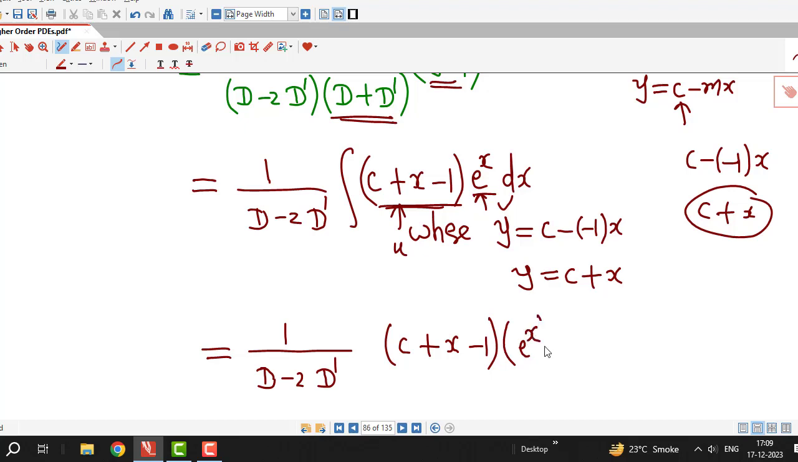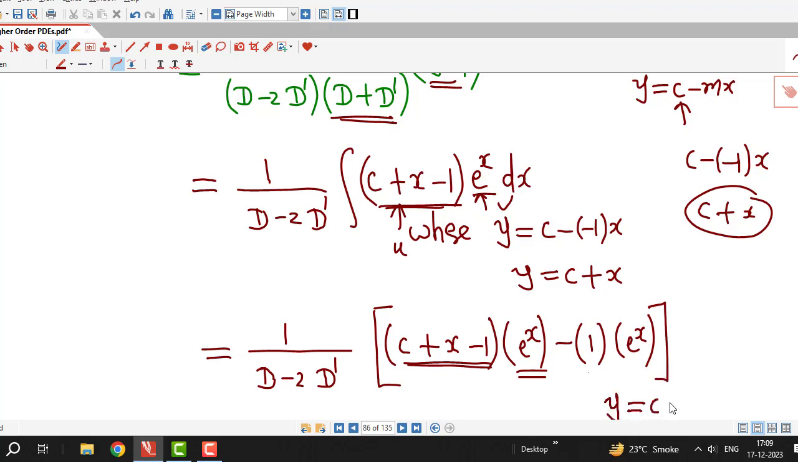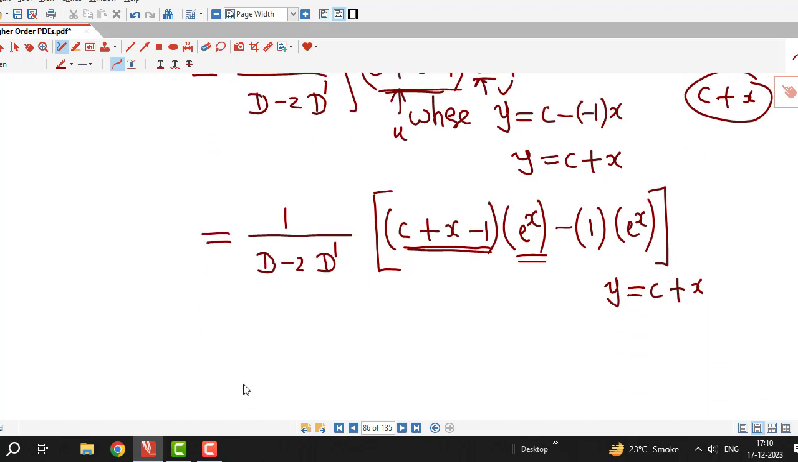Integral of e raised to x is e raised to x, minus derivative of this function with respect to x, which is 1, into integral of this function with respect to x, that is e raised to x. In the next step I have to write derivative of this function 1, but that becomes 0, so here we stop. And here we keep in mind that we have used the fact that y is c plus x. So now let me simplify all these terms.